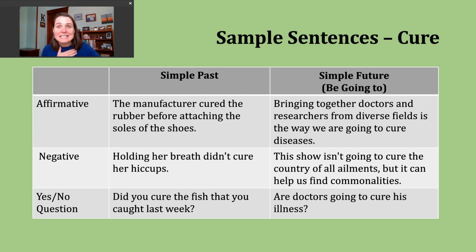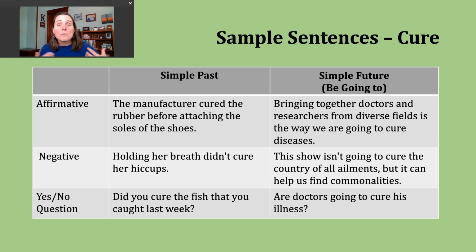So my subject is I, use am, going to, and the base verb. But if the subject is you, we, or they, use are, A-R-E, going to, and then the base verb. Finally, if your subject is he, she, or it, use is, going to, and the base verb.